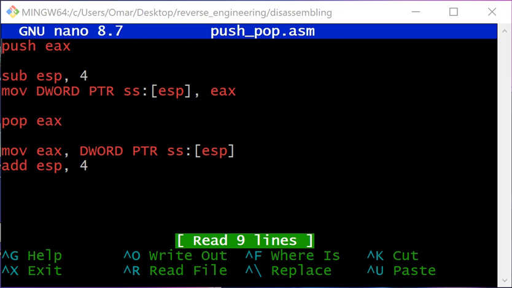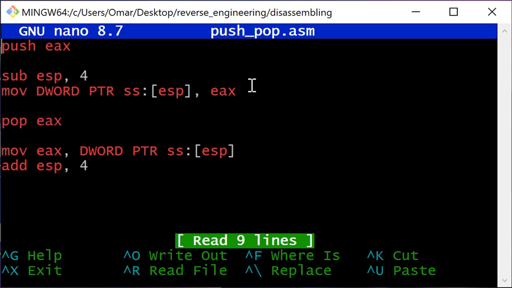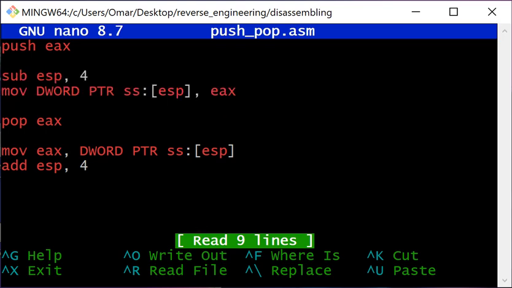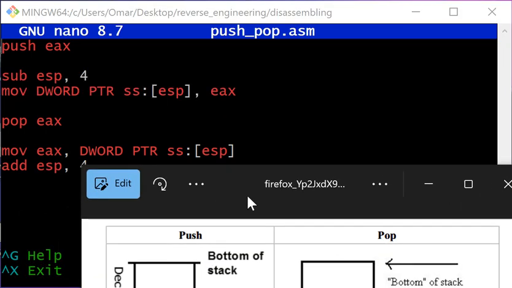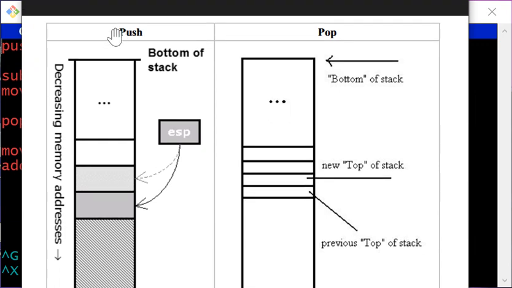You should note that the single command actually performs much faster than the alternative, so I encourage you to use push and pop instead of the old way. Here I have a picture, let me show it to you. Here we are using the push and the pop instructions.